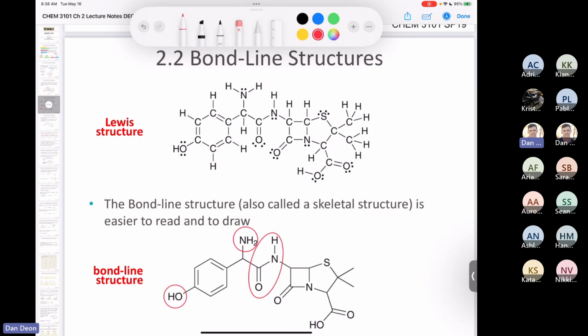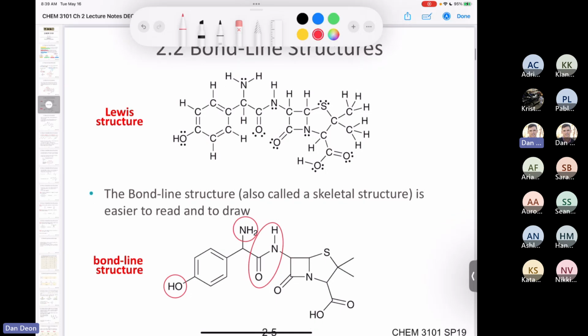And so we are interested in reactions, of course. We haven't gotten into any yet, but that's where we're headed. And so if you can produce a structure that enables you to hone in on the area of the molecule where a reaction can occur, that would be a good thing. So that's another reason why we like bond line structures.